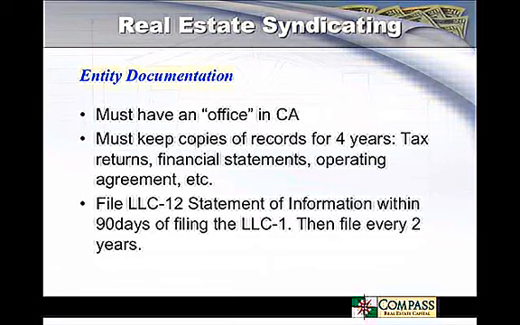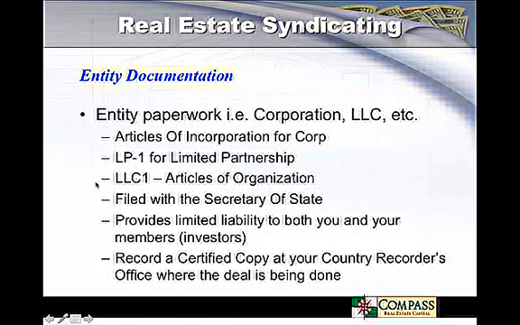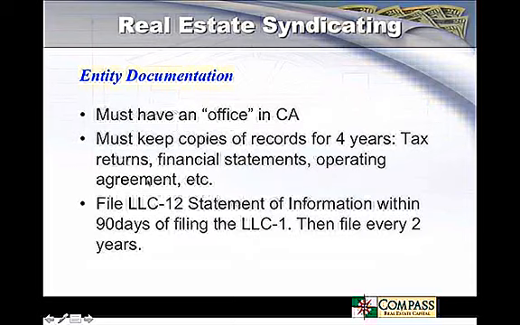Also, if you remember, for doing LLCs in the state, you had to turn around and file this LLC 1 right here. This is your articles of organization for a corporation or for an LLC. But while this is filed, one of the things you have to do is file what's called an LLC 12. Basically all it is is an SI, Statement of Information. And that has to be filed within 90 days of filing your LLC 1. So the LLC 1 is the creation of the LLC. The LLC 12 is basically a statement of information. That has to be filed 90 days after creating your entity. And then every 2 years, it needs to be updated.